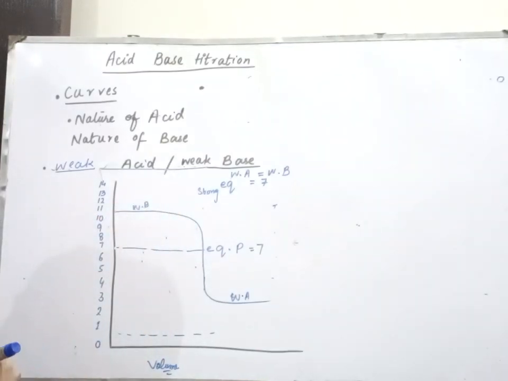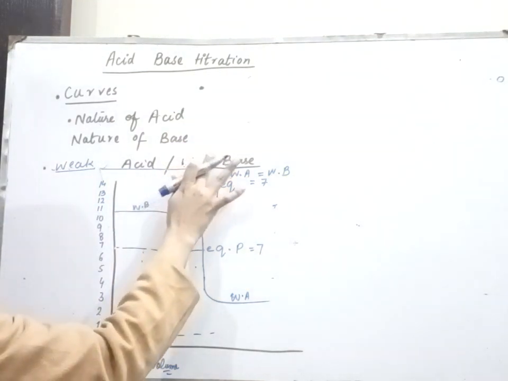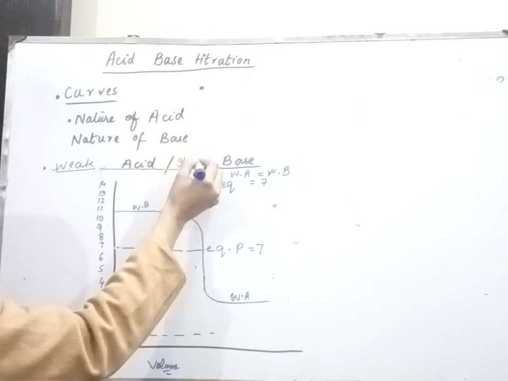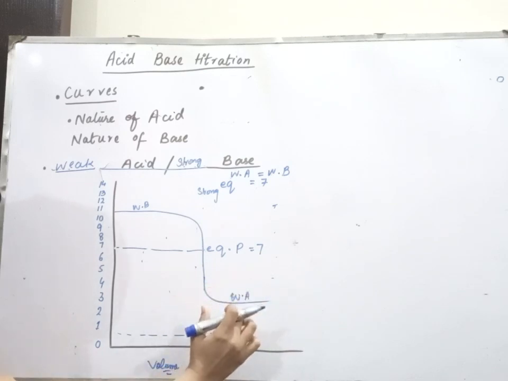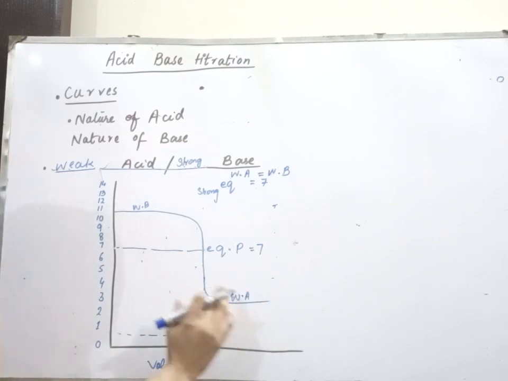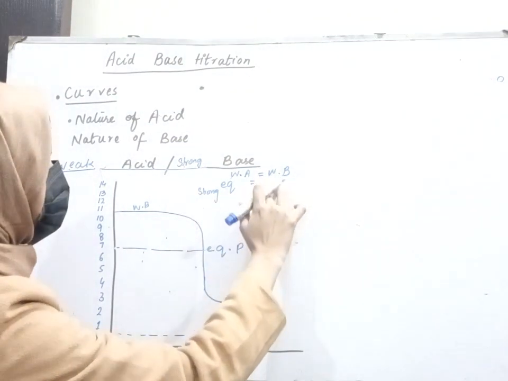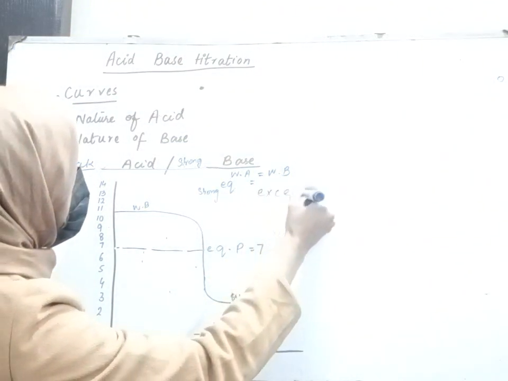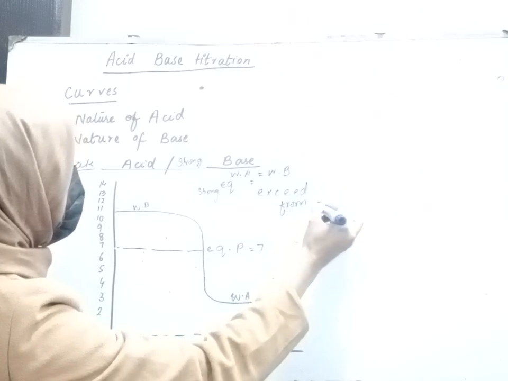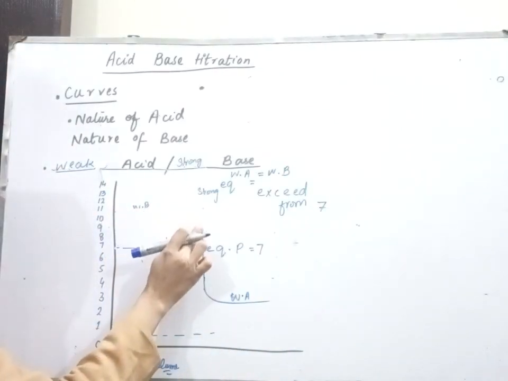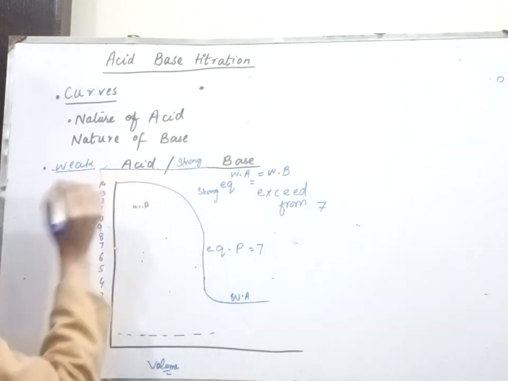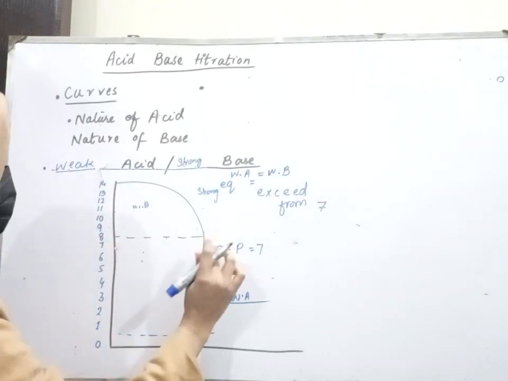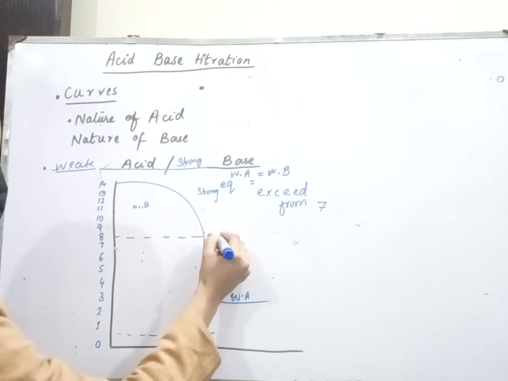Clear? Now the last one will be weak acid and strong base. When the base is strong, the bottom curve of the weak acid will remain the same, but for the strong base the equivalence point will exceed 7, greater than 7. The curve for the strong base will be at 14, and this will be the equivalence point, 8 or 9.